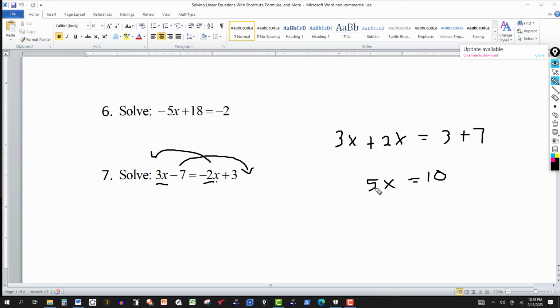Now we have 5x. So we want to get rid of that 5. Divide by 5. That way we come up with 1x. Whatever you do to one side, do to the other side. 5 divides out, I get x. 10 divided by 5. 5 goes into 10 2 times.